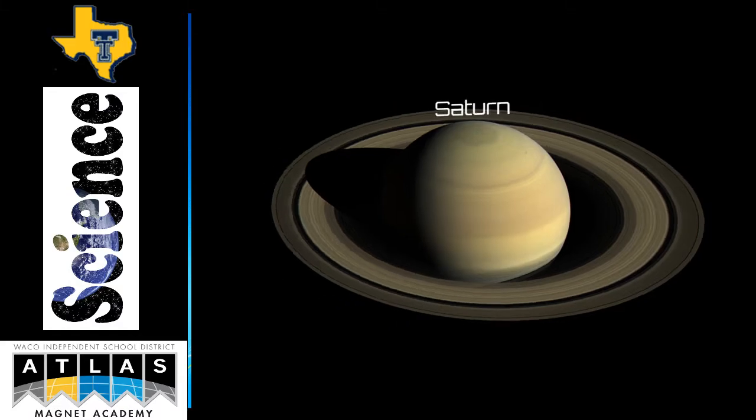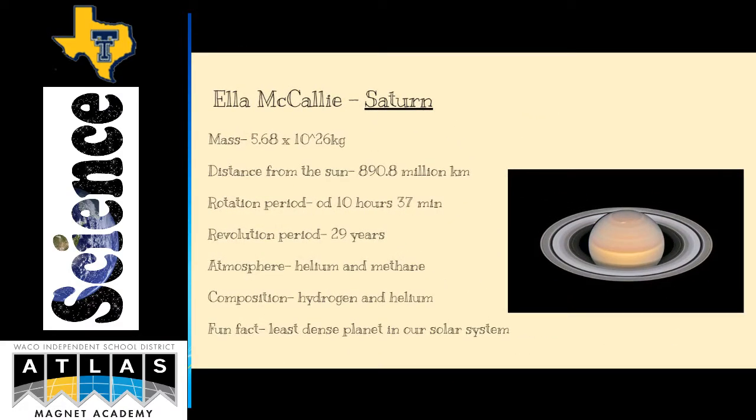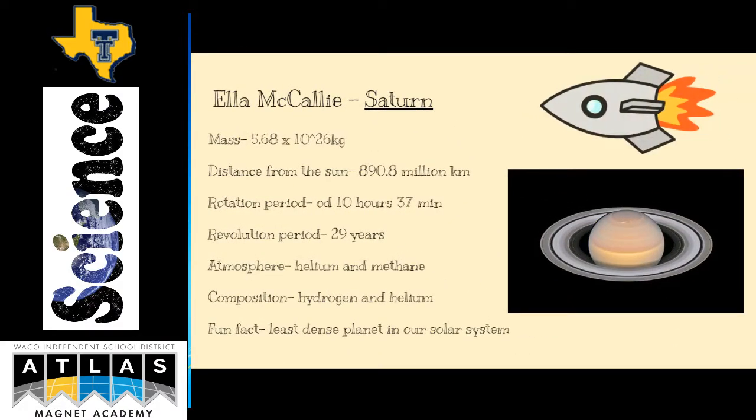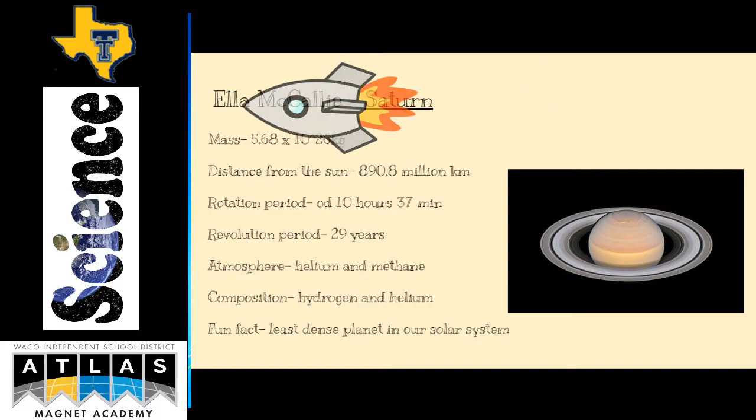Saturn. The mass of Saturn is 5.68 times 10 to the 26th kilograms. The distance from the Sun is 890.8 million kilometers. The rotation period is 0 days, 10 hours, and 37 minutes. The revolution period is 29 years.